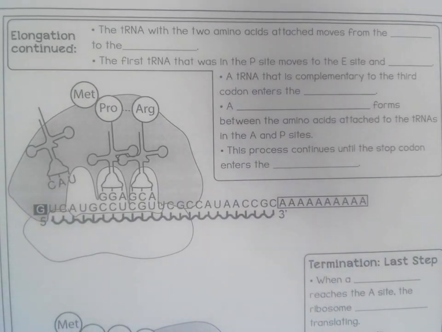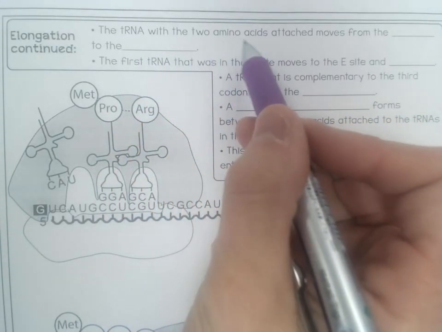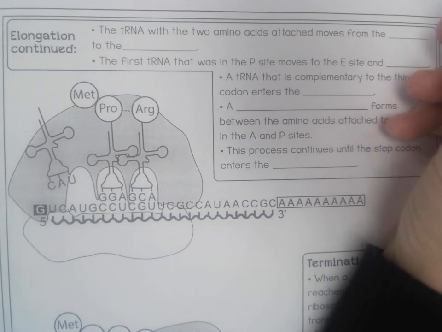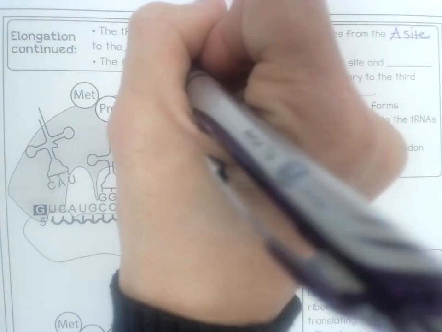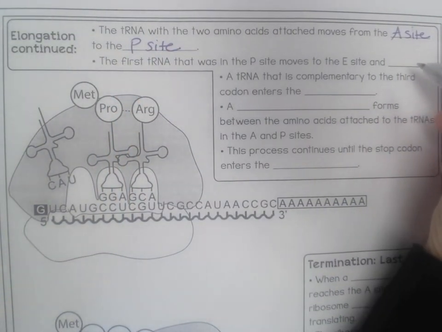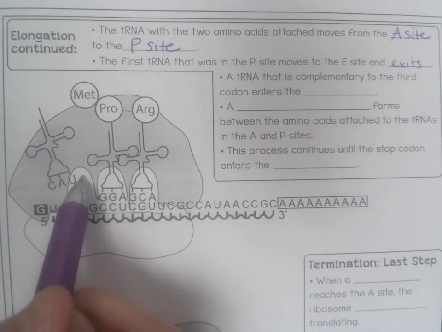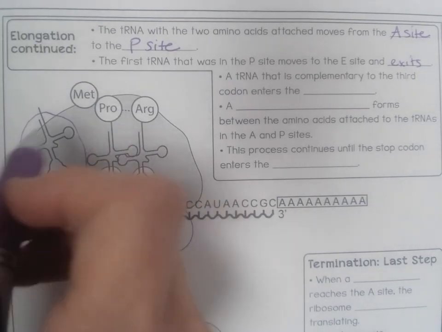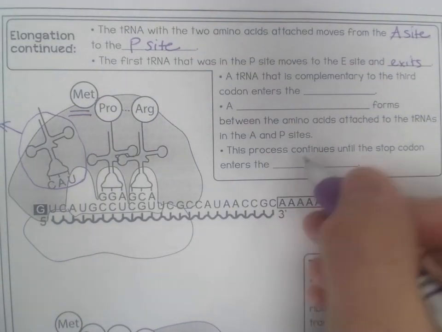So the elongation continued. Remember, we already did the first 2 amino acids. We're going to keep going. So the tRNA with the 2 amino acids attached moves from the A site now to the P site. The first tRNA that was in the P site moves to the E site and exits. See here, it breaks off. This tRNA anticodon piece breaks off, and the methionine is still attached to the proline amino acid.